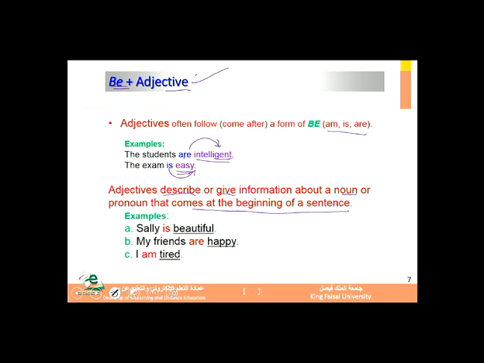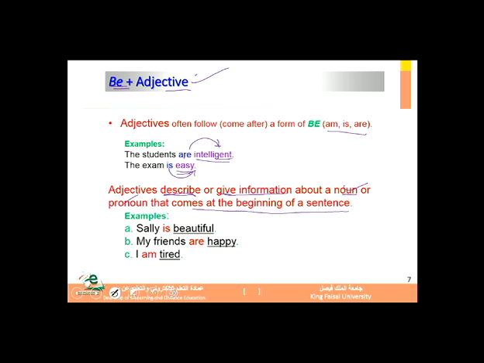Again, the word easy is an adjective. An adjective gives more information. They describe or give more information. The exam is, tell me something about the exam. The exam is easy. So this is an adjective giving more information, giving extra information, describing the noun or the pronoun that comes before the verb. The exam is what? The exam is easy. The students are what? The students are intelligent. So we have more information. We have description of the noun or the pronoun that is basically before verb to be.